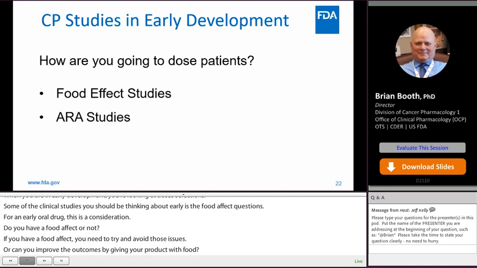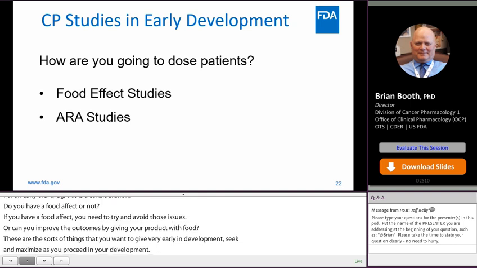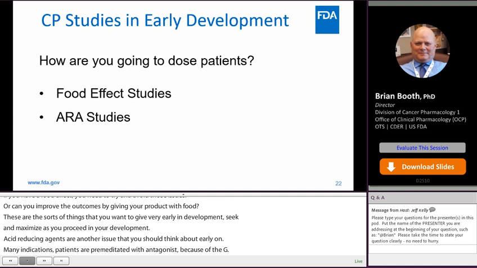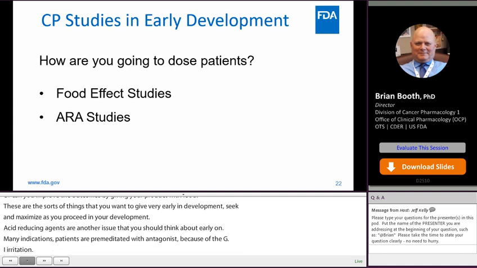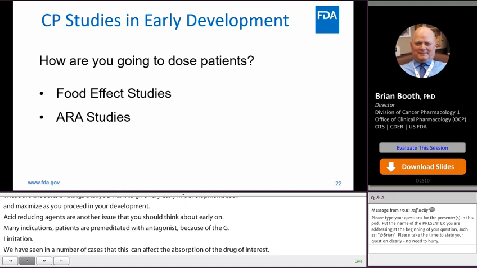Acid-reducing agents are another issue that you should think about early on. In many indications, patients are pre-medicated with PPIs or H2 antagonists because of the GI irritation. And we've seen in a number of cases that these agents can also affect the absorption of the drug of interest. So if you're going to be developing this product in a population of patients who are going to be treated with these kinds of drugs, you should probably look at these kinds of studies early in development as well.